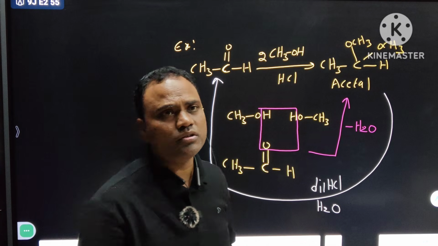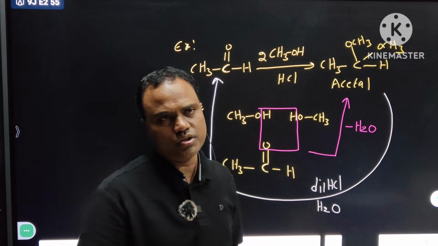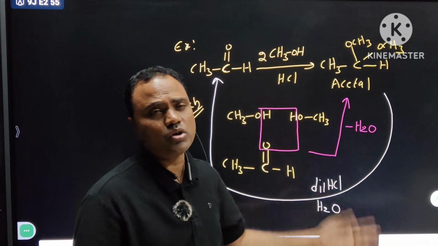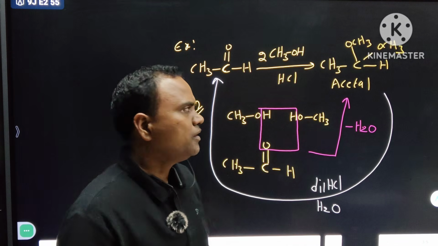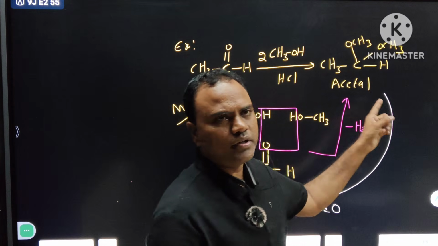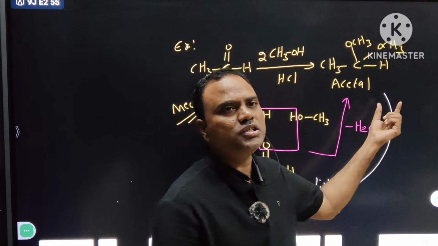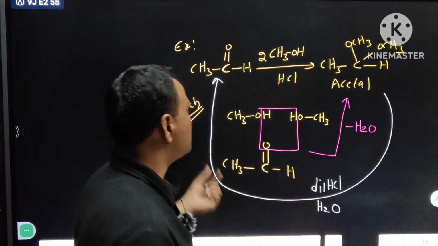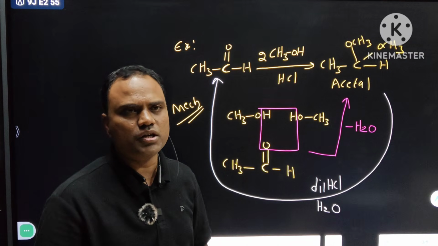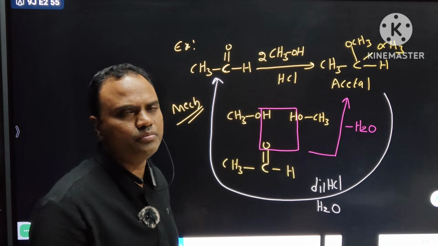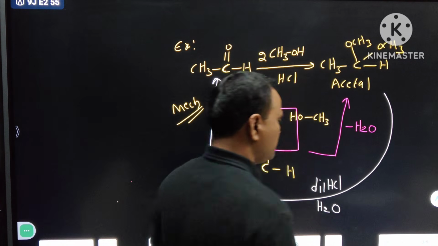Acetals are unstable in water or in aqueous solutions. They convert back to carbonyl compounds. Clear? Actually, you will get acetal when you add alcohol in acidic medium. After that, if you add any small amount of water, that will convert it to the parent compound, the starting material. Clear? That is also an important point. Okay.